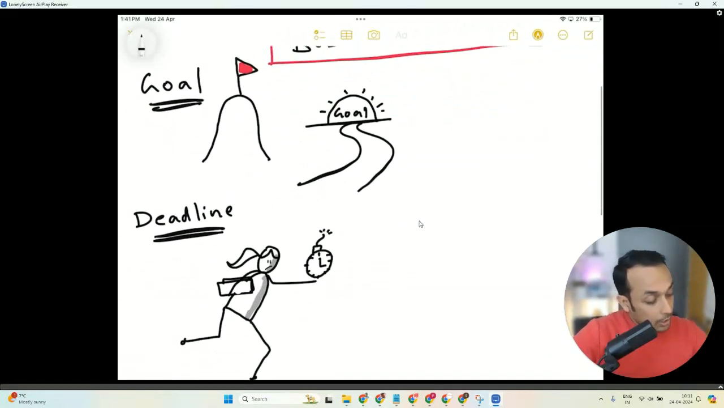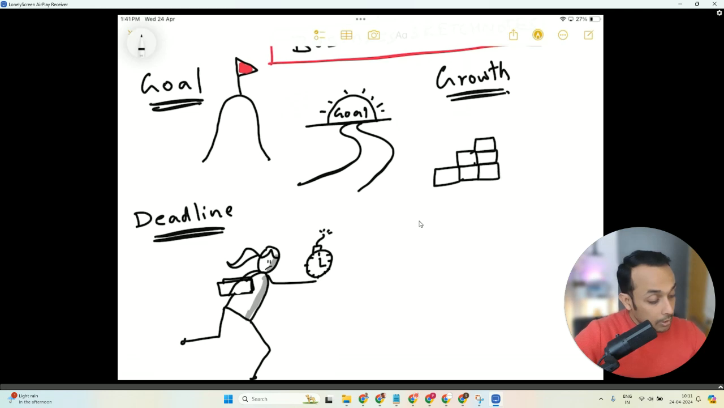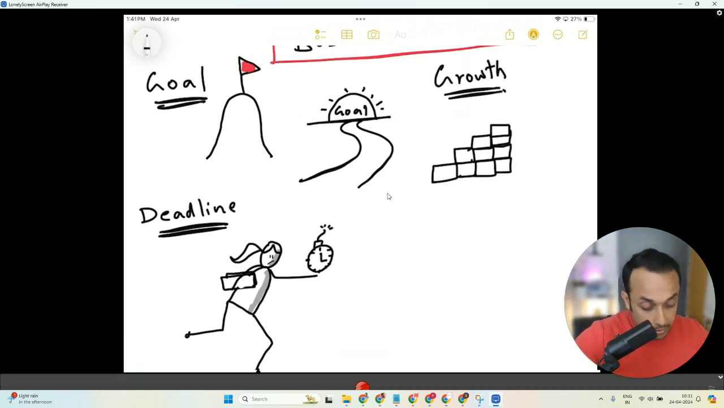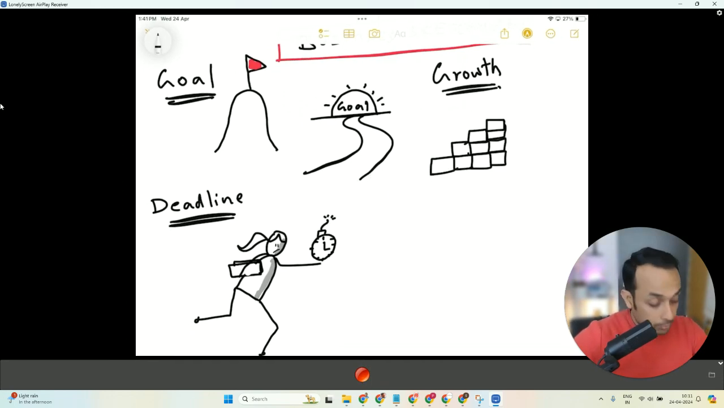Can we draw something around growth? So how can we draw growth? Growth is when you are building something. So let's take that metaphor. When you're building something, you are almost putting the bricks together, right? And then you are growing. And how you might be growing? Because you are putting a lot of bricks. And who is putting the bricks? I am, yeah, let me show you this. So this person is here.